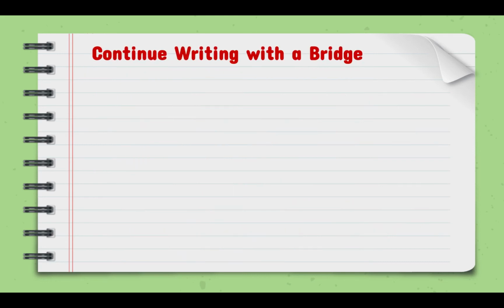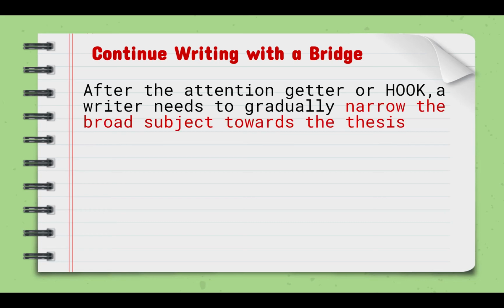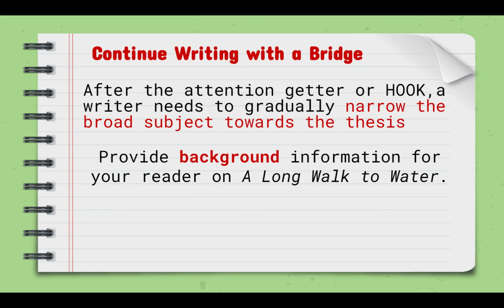All right. Now, the next part: we have the hook as our first sentence, and the next 2 to 3 sentences with your background information are called a bridge. Okay. So after you get the attention, after you use your attention getter or your hook, you need to narrow down towards your thesis. So you're starting really big and you're going to narrow it down to your thesis, your main point. So these next sentences in the middle of your introduction paragraph are going to be your details from the book. You're going to give us background information from A Long Walk to Water.